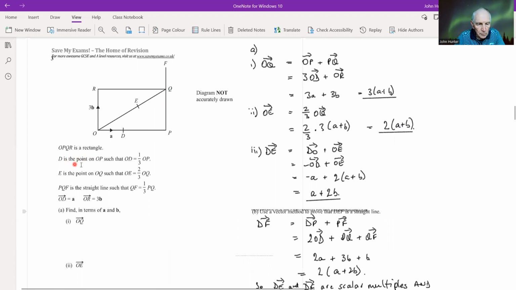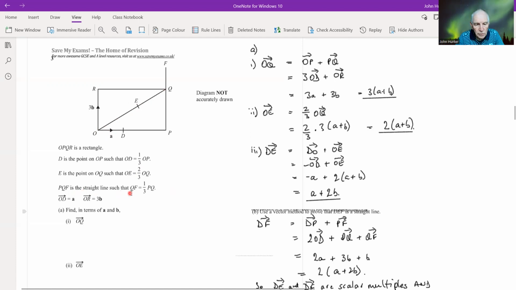OPQR is a rectangle. D is the point on OP such that OD equals 1/3 of OP. OD is 1/3 of OP. So that's kind of saying to us what this vector OP is. And because this line is 3 times the length of OD, and it's in the same direction, so this is going to be 3A. Anyway, that's jumping ahead a bit. E is the point on OQ such that OE equals 2/3 of OQ. So that's 2 to 1, if we look at it as a ratio, 2 to 1.